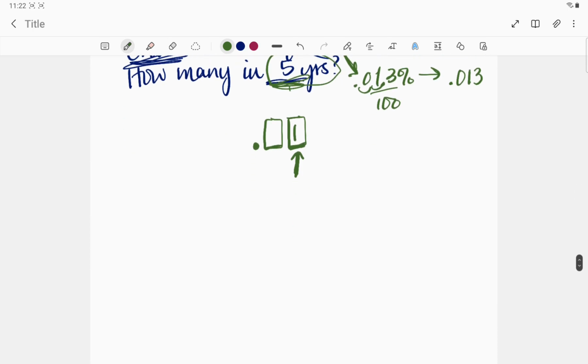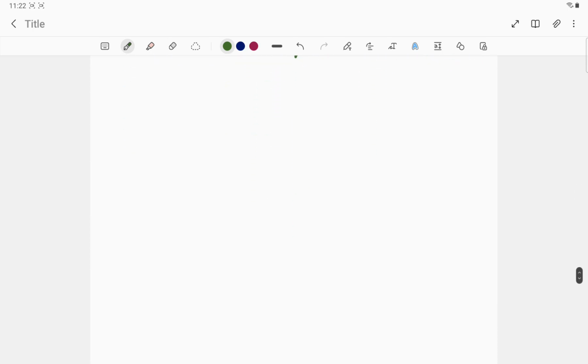So that's growth. You would know to use the 1 minus if it said something like depreciate. A car or a phone or something depreciates in value. Depreciate, decrease, anything like that. Okay.